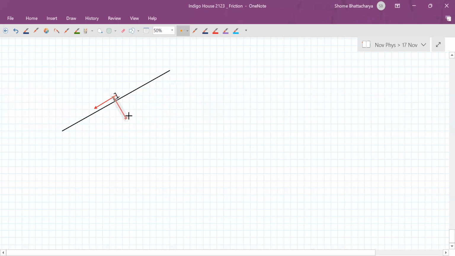And mg cos theta that we are working with is 50 root 3, and mg sin theta is 50. So naturally the normal reaction is equal to 50 root 3. So mu N is 1 by 2 root 3 into 50 root 3, so that's 25 newtons. Keep in mind that the maximum friction available to us has a magnitude of 25 newtons.